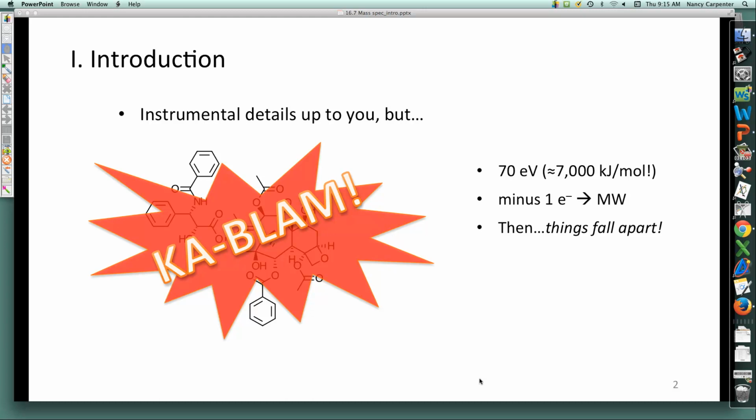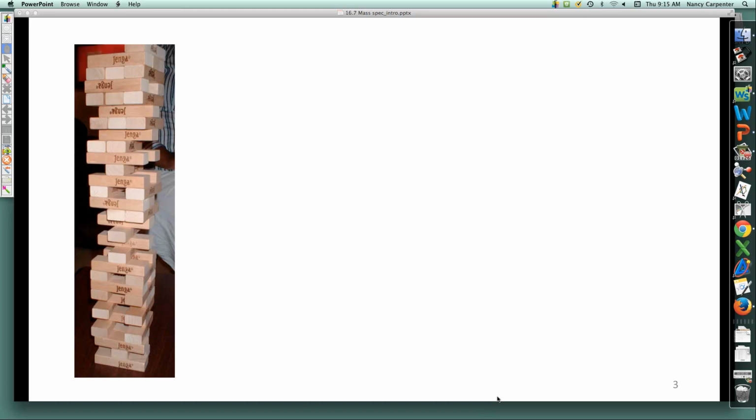Because an electron is negligible in terms of the mass of the total molecule, that's going to tell you the molecular weight of your sample, which is probably the most handy piece of information you'll get out of a mass spectrum. But as you can imagine, you just knocked an electron out of a bond or a lone pair somewhere. Yikes. Then, what happens next?